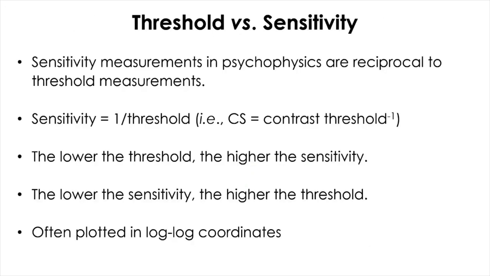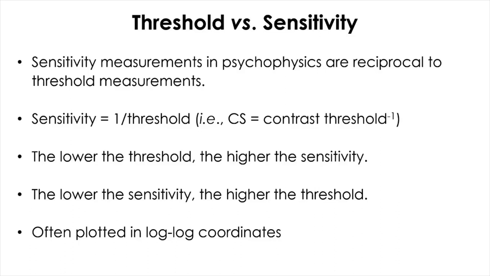So in psychophysics, threshold and sensitivity have a straight reciprocal relationship. So sensitivity equals 1/threshold or vice versa. And so that means the lower the threshold, the higher the sensitivity, and the lower the sensitivity, the higher the threshold. And as I said before, these sensitivities or thresholds are often plotted in log scale.